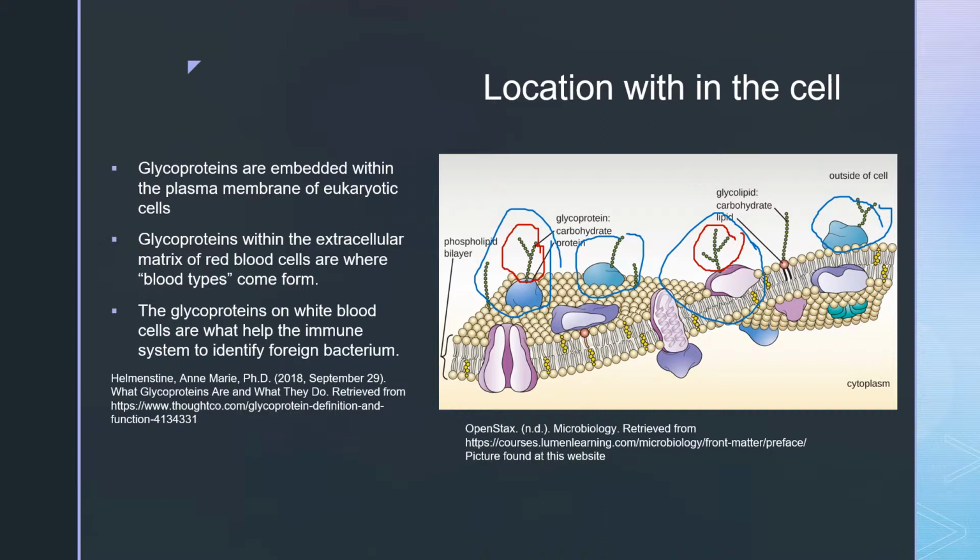The glycoproteins on white blood cells are what help the immune system to identify foreign bacterium, such as not viruses per se, but the common cold and other bacterial infections.